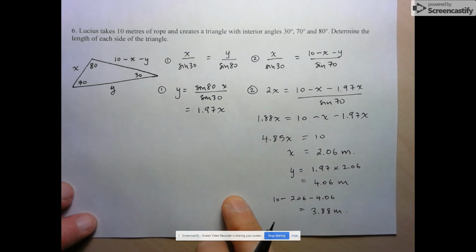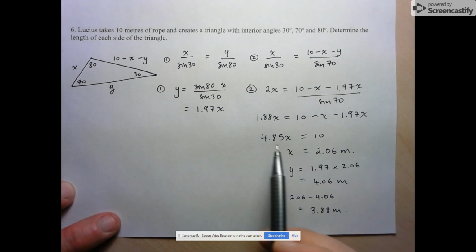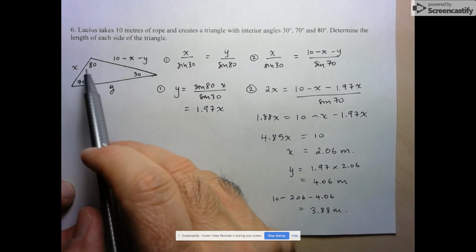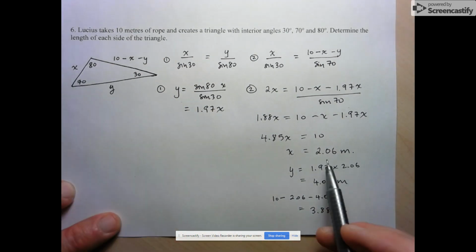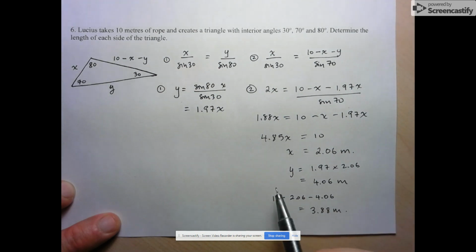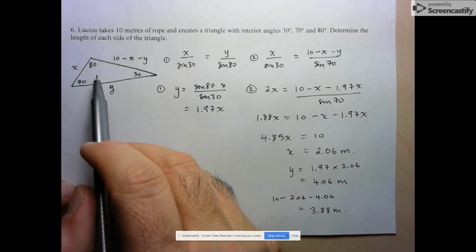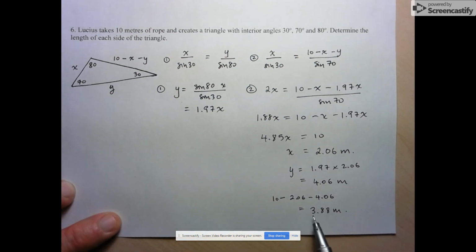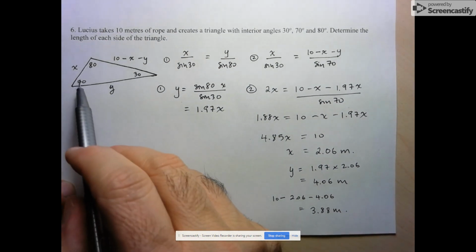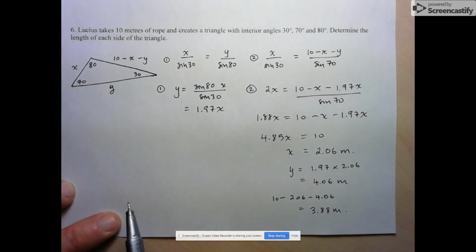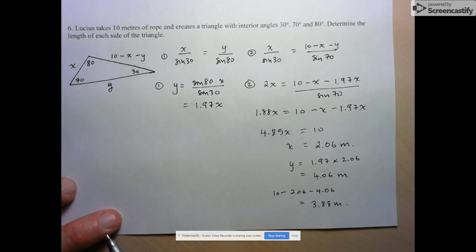Now let's see if this answer makes sense. Here x was the shortest side because it's opposite the smallest angle, and we see, yeah, it's the smallest of the three. This one here is the longest, and it makes sense because it's opposite to the largest angle. And this one here is in the middle. It makes sense because it's opposite to the middle angle. So our answer does seem to be reasonable.